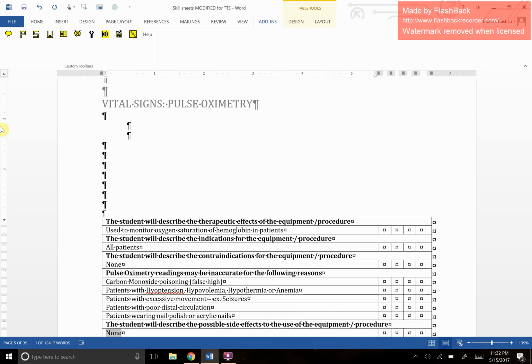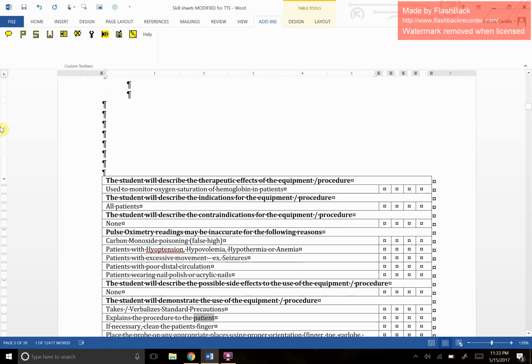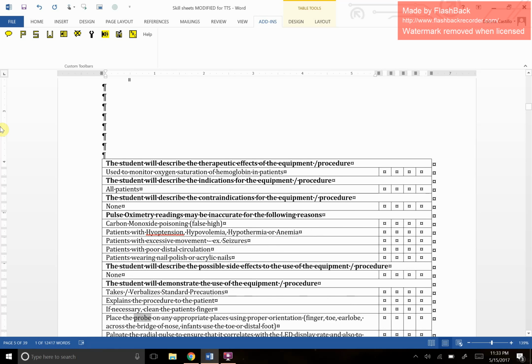None. The student will demonstrate the use of the equipment/procedure. Takes/verbalizes standard precautions. Explains the procedure to the patient. If necessary, clean the patient's finger. Place the probe on any appropriate place using proper orientation: finger, toe, earlobe, across the bridge of nose. Infants use the toe or distal foot.